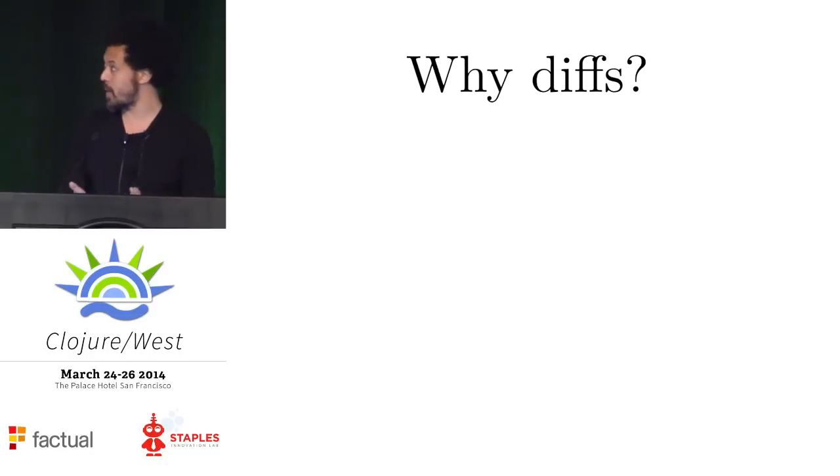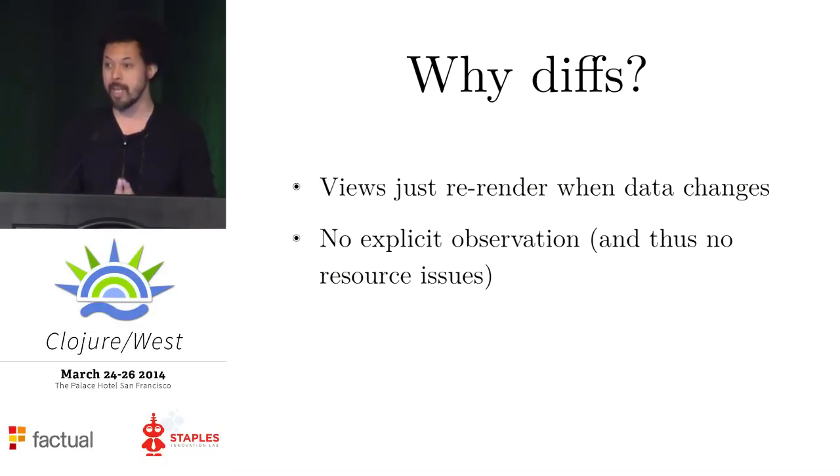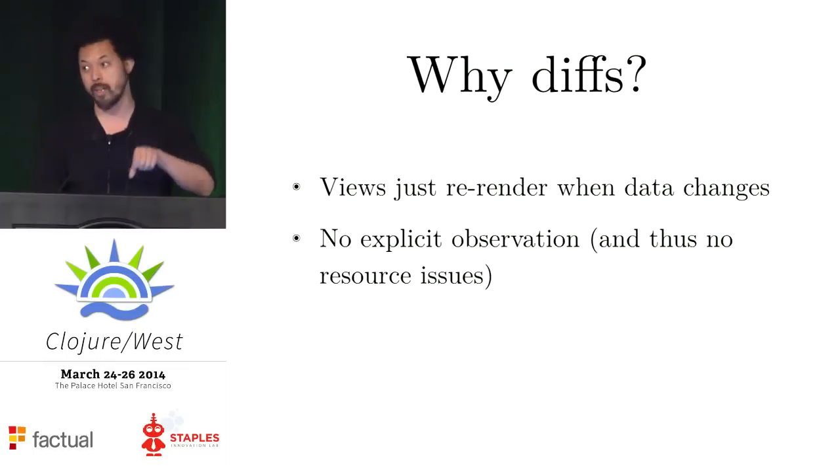So maybe you're not convinced by that. Why diffs? Here are some more compelling reasons. Views re-render when the data changes. And this is awesome because that means there's no explicit observation. That means there are no resource issues, right? If you look at traditional MVC systems, you have people binding models to controllers to views. Every time you add a listener, that's a resource. A very common source of error in JavaScript is you add a listener to the DOM, and then you mutate the DOM or blow that thing away. And that's a memory leak, right?